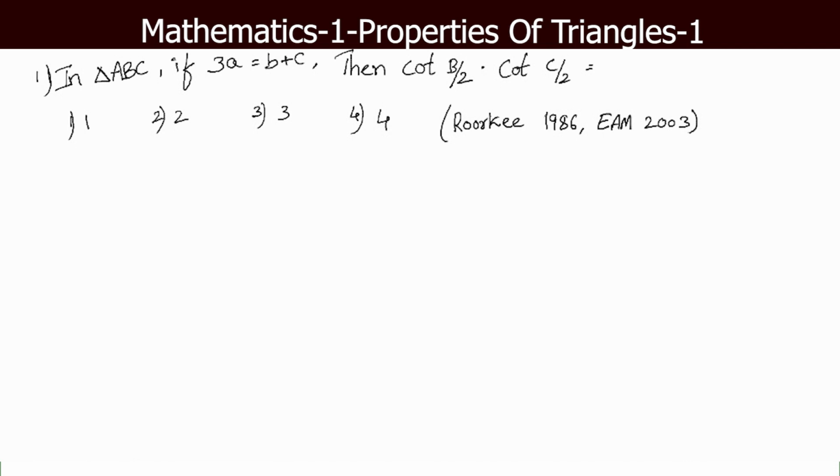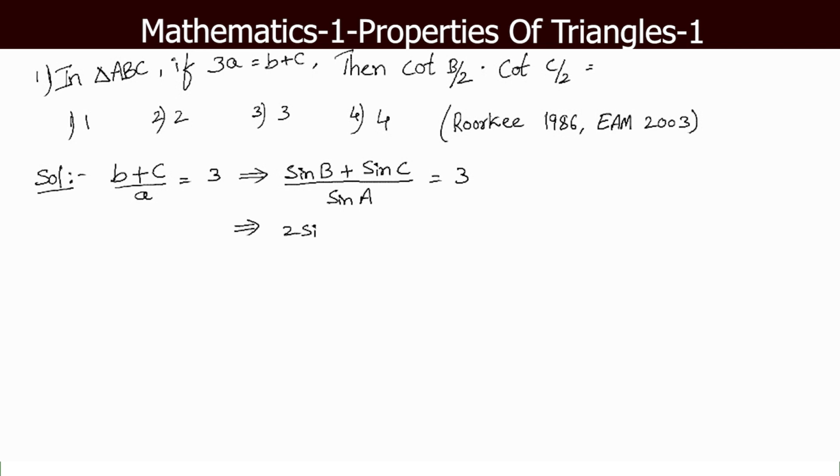Okay, right. Now the explanation: b plus c, 3a is equal to b plus c. So (b plus c) by a is equal to 3. Now you use the sine rule. a is equal to 2R sin A, b is equal to 2R sin B, c is equal to 2R sin C. So if you use the sine rule, we will have (sin B plus sin C) by sin A is equal to 3. Now use the sin C plus sin D formula.